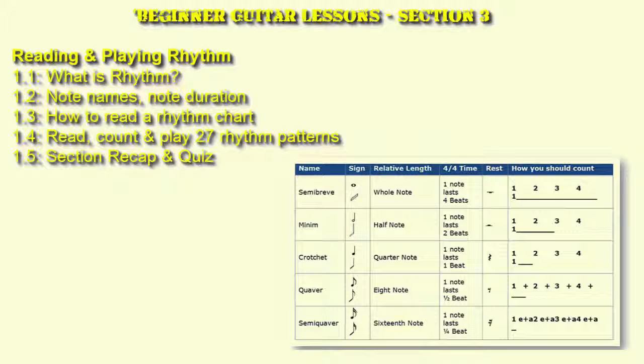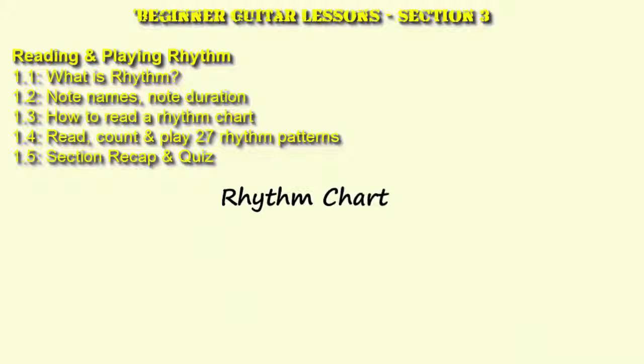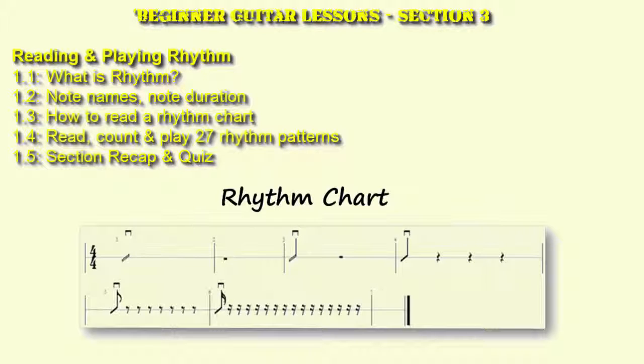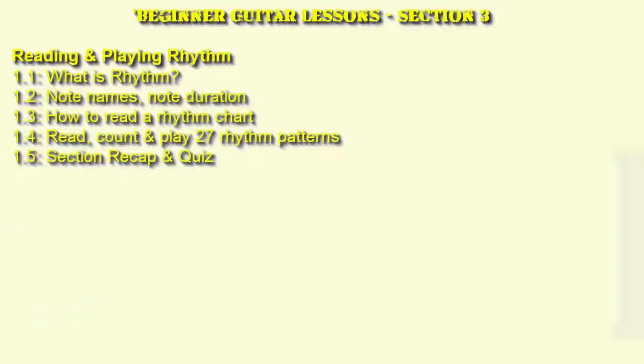So here we go. Here's the 5 notes that we talked about: the semi-breve, the minim, the crotchet, the quaver, and the semi-quaver. What we're going to do is look at each of these particular notes and play some exercises. Okay, what we're going to do now is look at the rhythm chart, because rhythm charts are very much part of our guitar life.